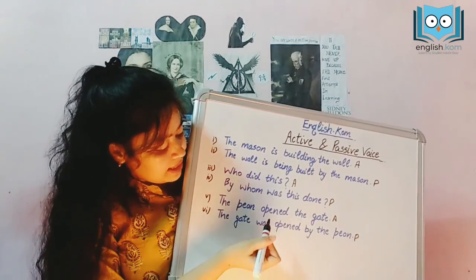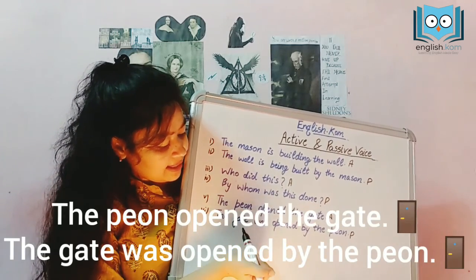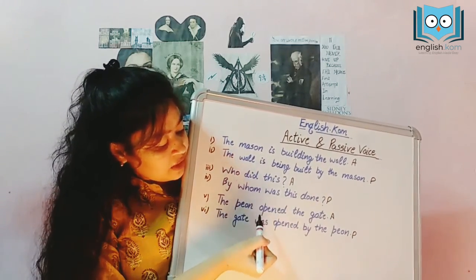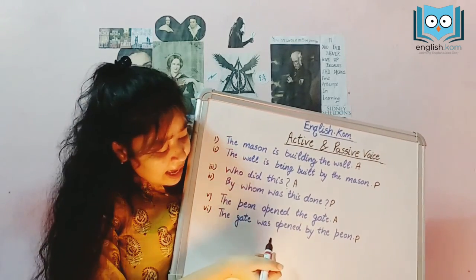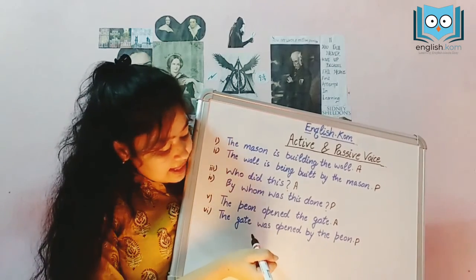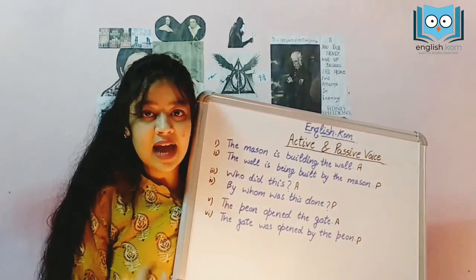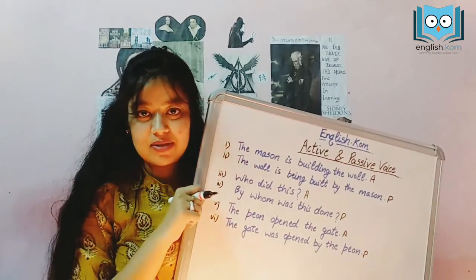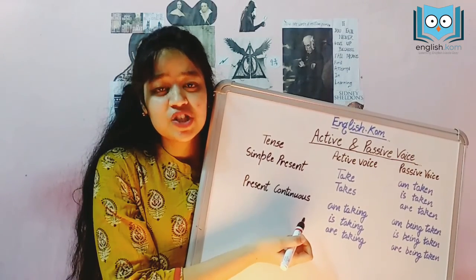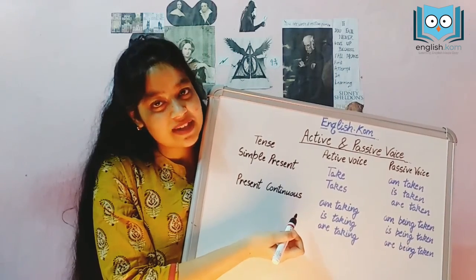In the third sentence we have the peon opened the gate and the gate was opened by the peon. In the first sentence, the peon does some action, that is, he opens the gate and hence active voice is used. In the second sentence, the gate receives the action and it gets opened and hence passive voice is used. We'll learn about the forms of verbs which change while converting active voice to passive voice.